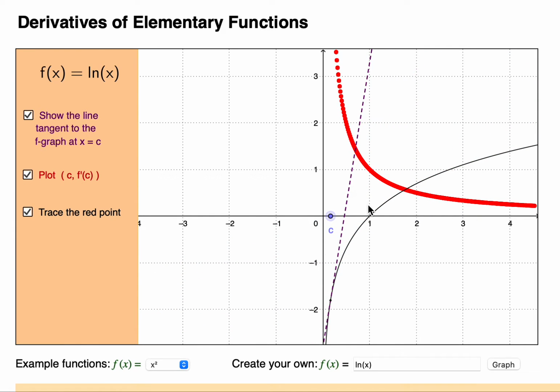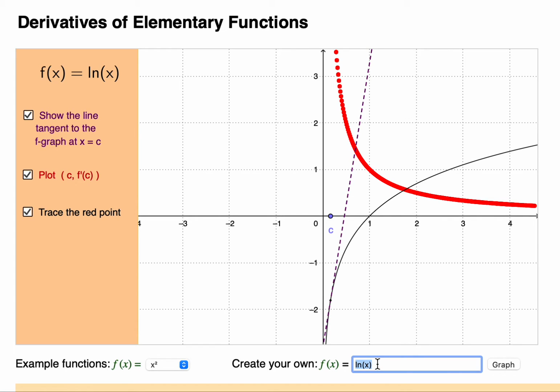If you plot a few points here, x is 1, y is 1; x is 2, y is 1 half; x is 3, y is 1 third; x is 4, y is 1 quarter. So the red shape is definitely the 1 over x function shape. So the derivative of log is going to be 1 over x.